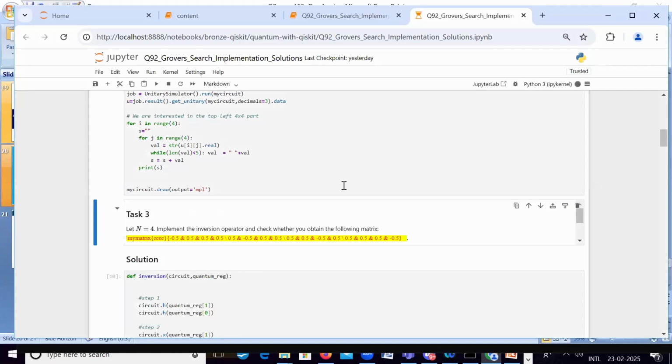Yesterday we learned two different representations. One is the Aer representation, another is the unitary representation. Here it is by unitary representation. Let's check its output.